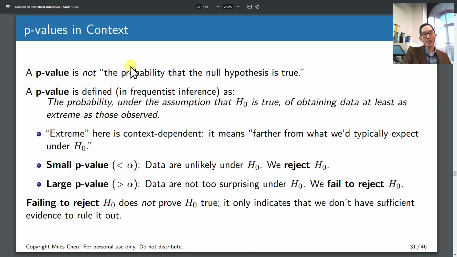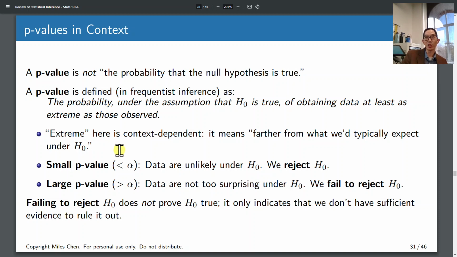The p-value is not the probability that the null hypothesis is true, okay? The p-value is defined as the probability that, if we assume the null hypothesis is true, we would get our data at least as extreme as that which we observed. Extreme here depends on the context. Typically, it just means farther from what we would expect under the null hypothesis.